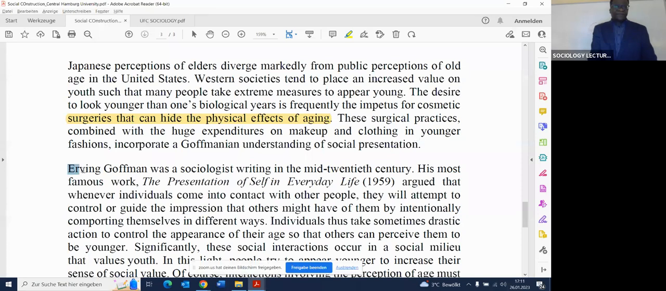Next paragraph here. Erving Goffman was a sociologist writing in the mid-20th century. His most famous work, The Presentation of Self in Everyday Life, 1959, argued that whenever individuals come into contact with other people, they will attempt to control or guide the impression that others might have of them by intentionally comporting themselves in different ways. Yes, quite clear.